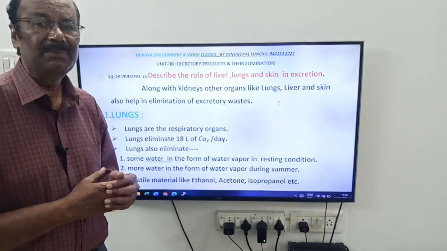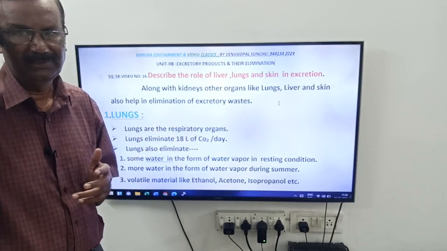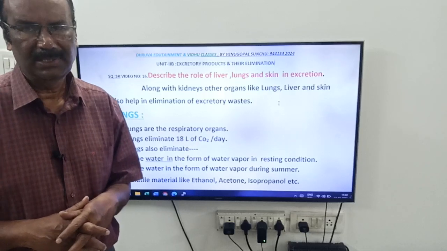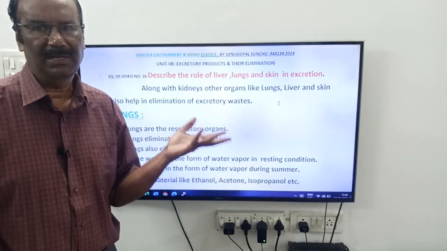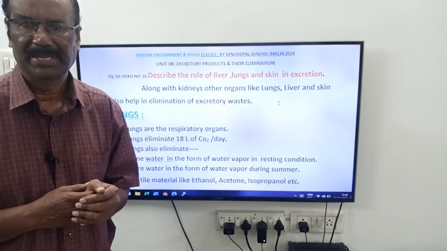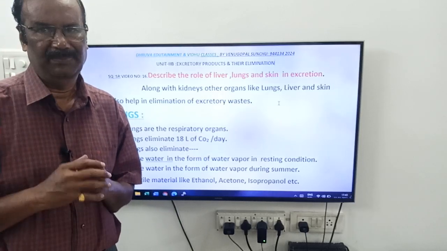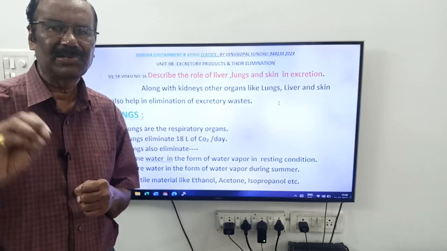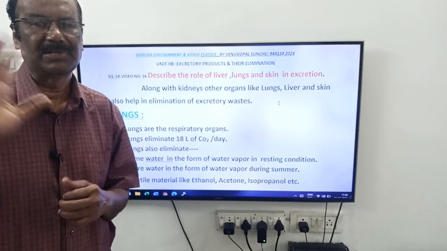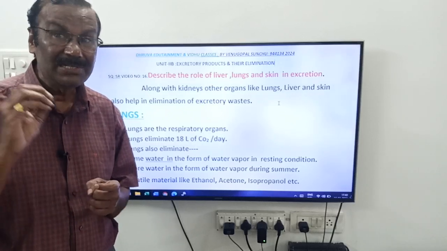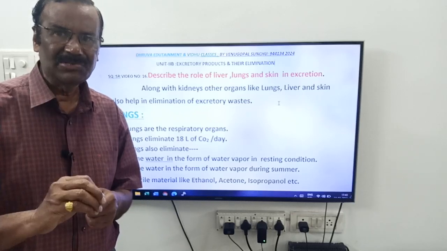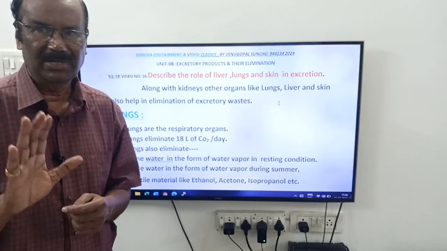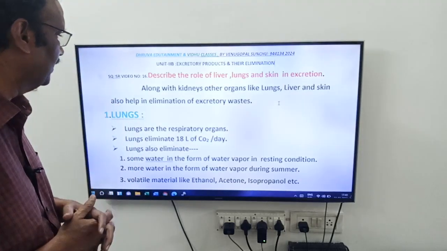You know friends, the main excretory organs are kidneys. Kidneys excrete nitrogenous waste products in the form of urea or uric acid or ammonia from the vertebrate's body. In addition to kidneys, some more organs like liver, lungs and skin also help in excretion. Now you have to write the role of lungs, liver and skin in excretion only. We'll take them one by one.